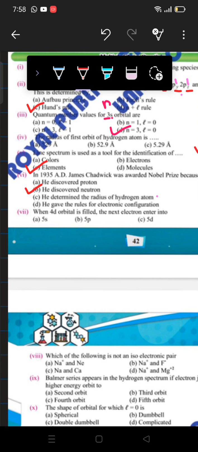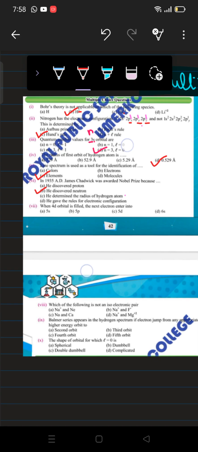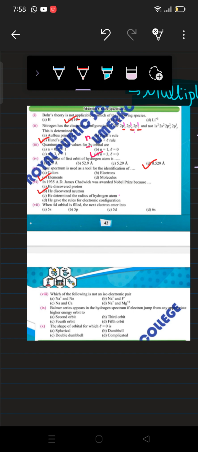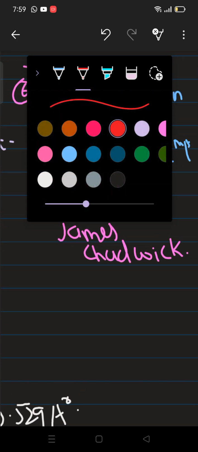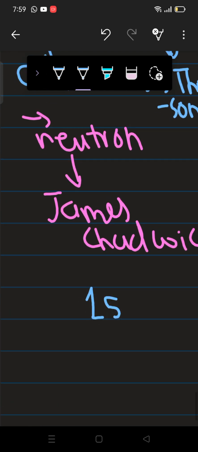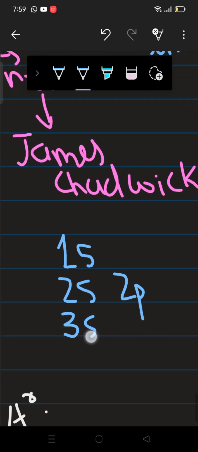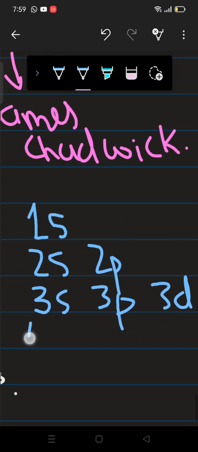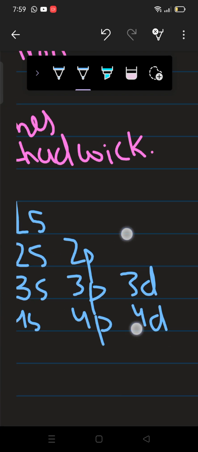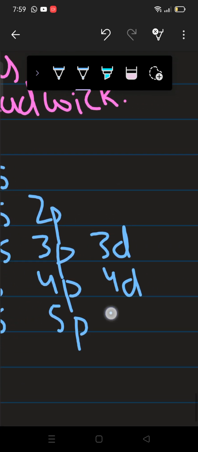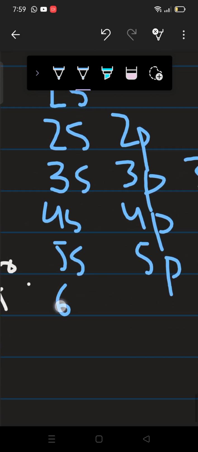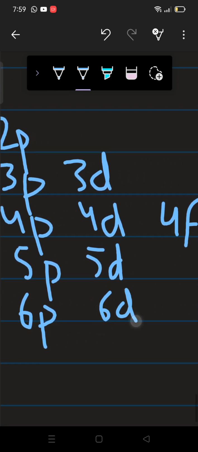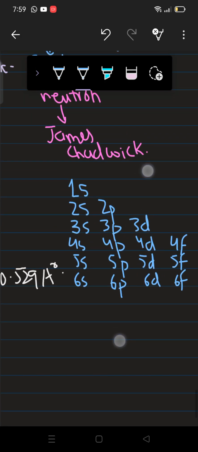In 7, when the 4d orbital is filled, the next electron entering would be in which orbital. Of course, we can find this by the n plus l rule, or by the Aufbau principle, the table which we make, right? So let's see if I make it here: 1s, 2s, 2p, 3s, 3p, 3d, 4s, 4p, 4d, 5s, 5p, 5d. Sorry, I forgot to write 4f. 5f. Let's make it till 6: 6s, 6p, 6d, 6f.